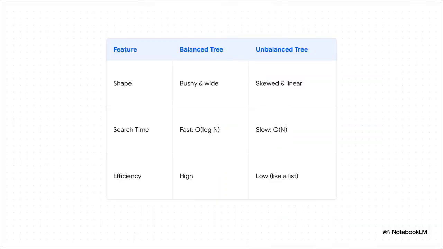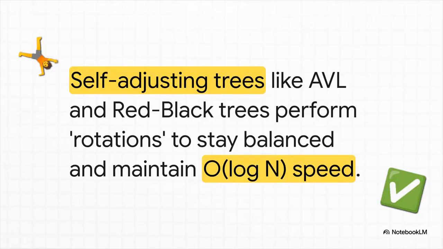And this table here shows you the two possible states. On one hand, you've got the healthy, balanced tree. It's bushy, it's wide, and it gives us that incredibly fast search speed we want. But if it becomes unbalanced, it gets all skewed and linear. And just like that, all that speed, it vanishes. You're right back to checking things one by one, making it no better than that slow, simple list we started with.